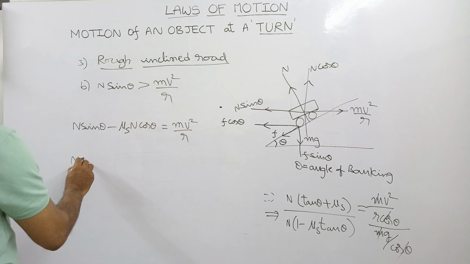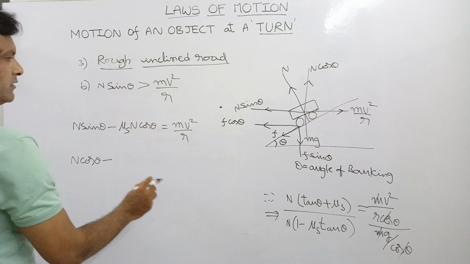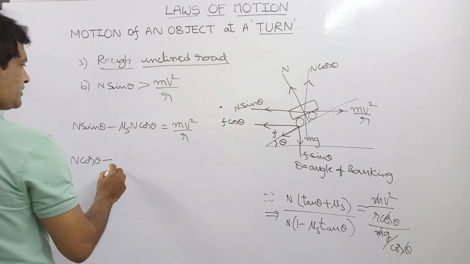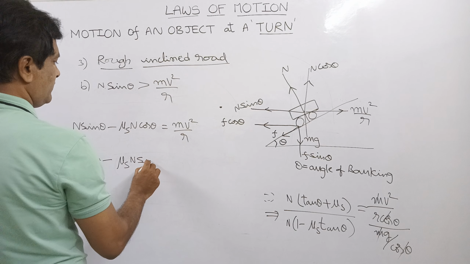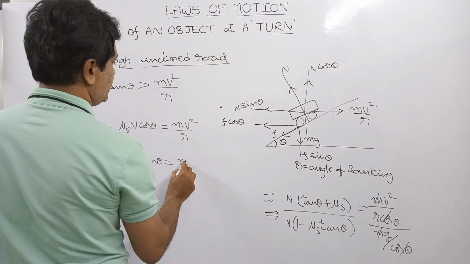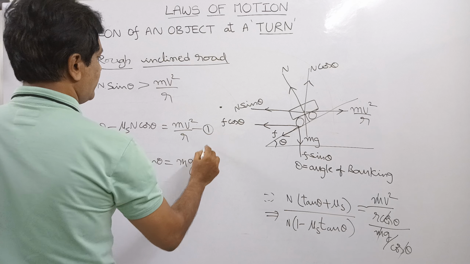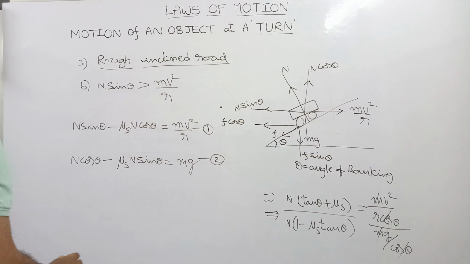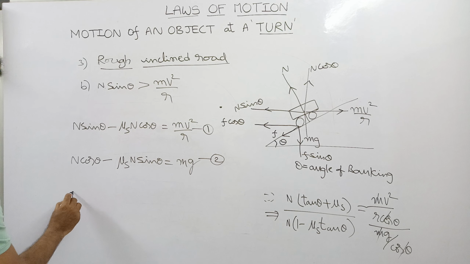Now here, n cos theta minus the vertical component of frictional force, mu s n sin theta, is equal to mg. In this case also we will follow the same procedure that we did in case A. So equation 1 is divided by cos theta, and equation 2 is also divided by cos theta. What do we get?